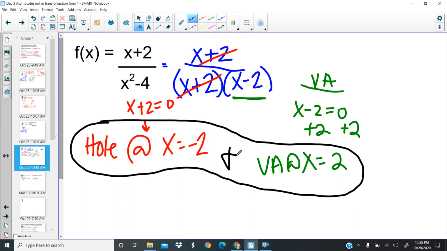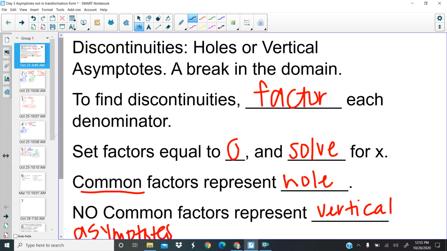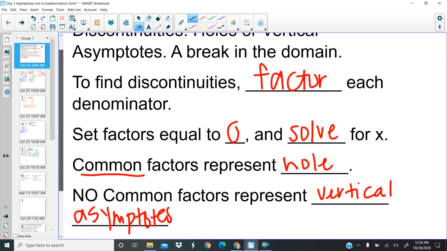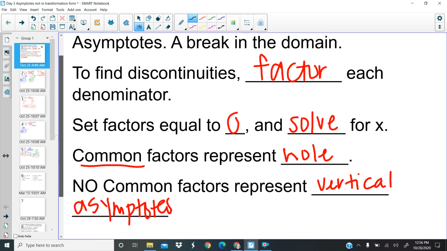So the main things to remember for finding holes and vertical asymptotes is always start with factoring, and then whatever cancels out with the numerator and denominator, remember that that factor is going to give you a hole. And then if you have a factor left over on the bottom, like in the denominator, then that factor is going to give you a vertical asymptote.